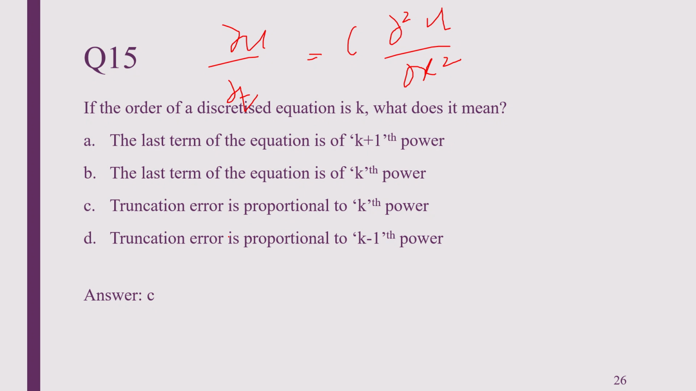There would be so many errors which would be dealt with in the further classes also. When we are dealing with CFD, error comes from many steps, like during discretization or during truncation, and we give names accordingly. So here, is it a truncation error proportional to kth power, or a truncation error proportional to k minus 1th power? So what do we mean by the order of a discretized equation which is k? The answer to this question is that truncation error is proportional to kth power.